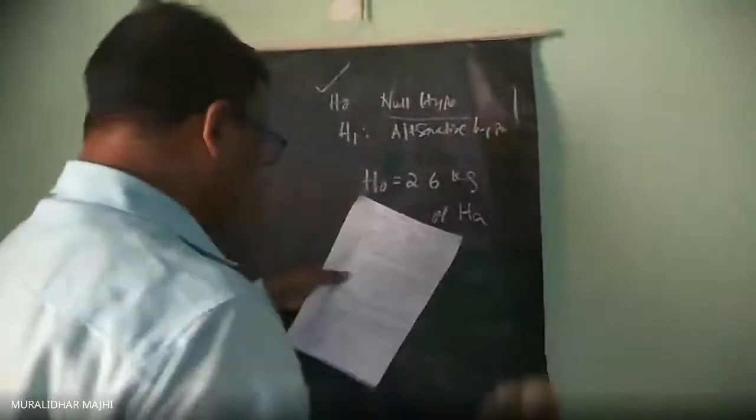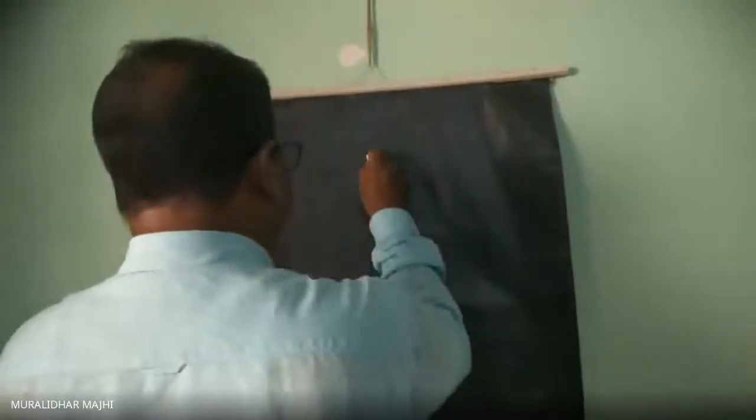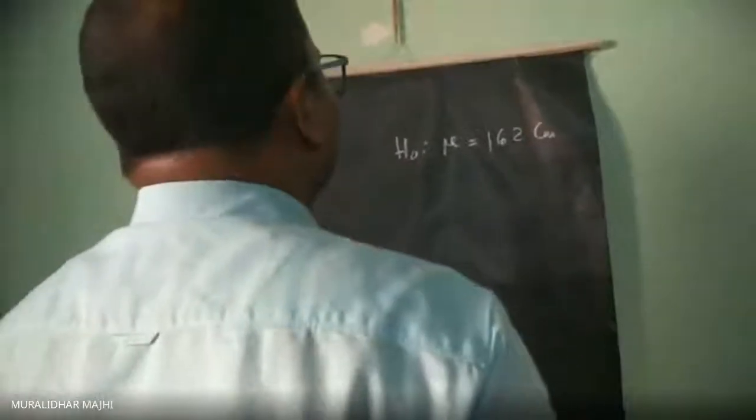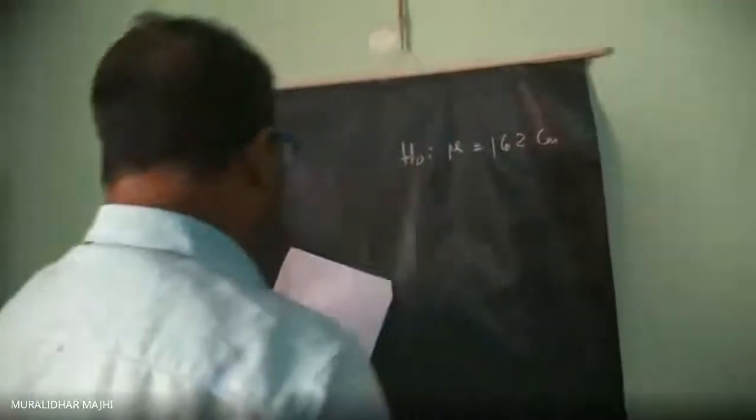Okay. Now, how to write down a null hypothesis and an alternative hypothesis? I'm giving you another example. If the average height of the soldiers is 162 centimeter, then how to write the null hypothesis? H0: mu is equal to 162 cm. What is mu? The average. This is my null hypothesis. If the null hypothesis is 162 cm, what will be the alternative hypothesis?